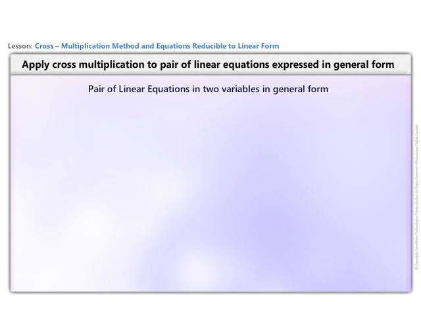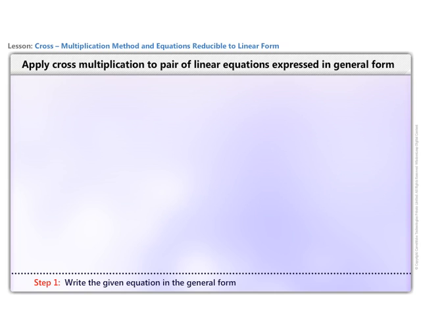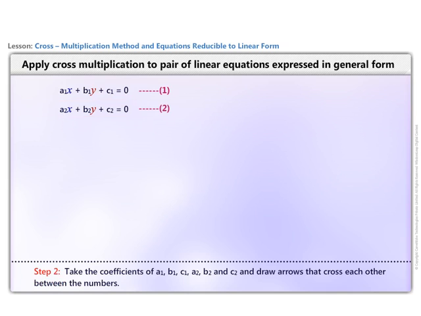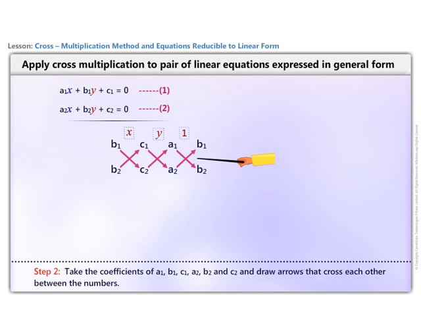Let us now see how the system works for a pair of linear equations in two variables expressed in the general form. Step 1. Write the given equations in the general form: a1x + b1y + c1 = 0, equation 1, and a2x + b2y + c2 = 0, equation 2. Step 2. Take the coefficients a1, b1, c1, a2, b2 and c2 and draw arrows that cross each other between the numbers. The arrows between the two numbers indicate that they are to be multiplied and the second product is to be subtracted from the first.